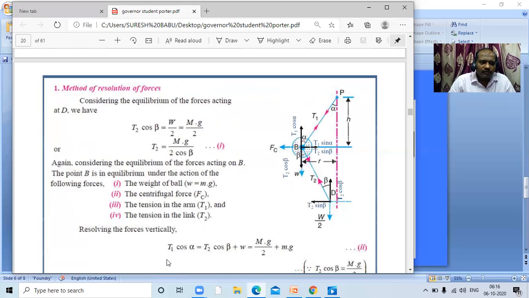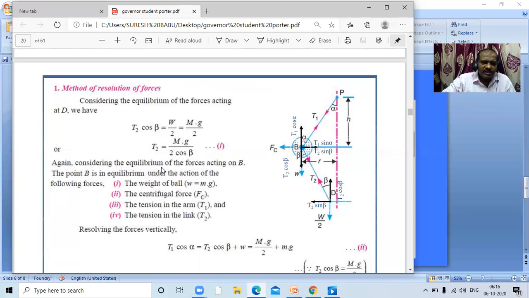So how are we going to solve? If you observe this one, considering the equilibrium of forces acting at D. So this is the D position. What are the forces acting at D? If you observe, T2 force is acting, capital W by 2, that is the center load, always acts downwards, and the angle subtended is beta. So here, T2 cos beta is equal to the central weight half, that is T2 is equal to Mg by 2 cos beta. Equilibrium of forces acting at D.